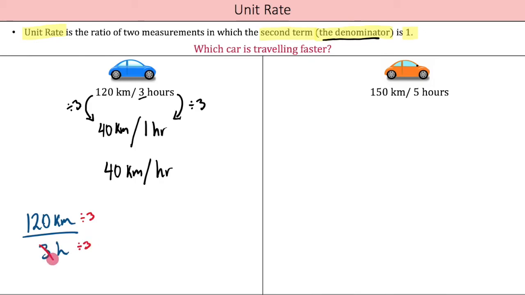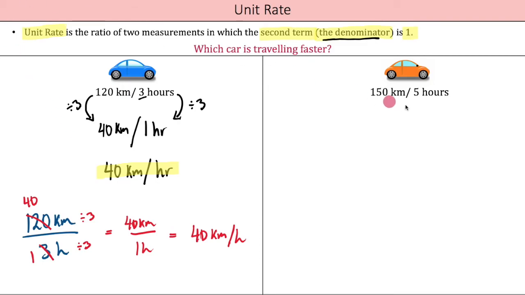3 divided by 3 is 1. 120 divided by 3 is 40. So our new fraction is going to be 40 km over 1 hour, which is 40 kilometers an hour. So 40 kilometers an hour. So I'm just showing you another way you can approach it, another way you can think about it, and really linking the fact that ratio, rates, and fractions, they're all kind of the same thing. Perfect. That's our answer to the first one.